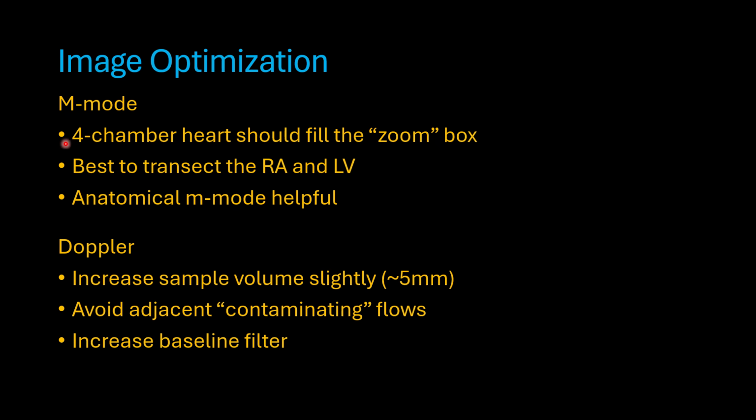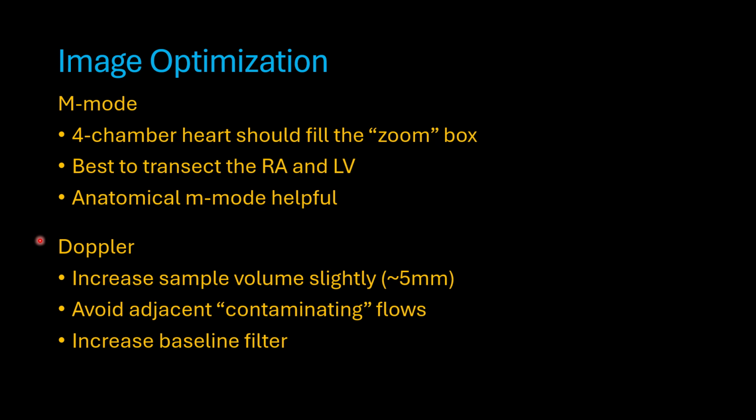It's best to transect the right atrium and the left ventricle. And so if you can get the heart in an angle where you can transect the right atrial free wall and the left ventricular free wall, this will give you the optimal M mode tracing in order to really accurately see those parts of the heart contracting. And then you can use anatomical M mode if you need to get that angle aligned where you can't get the fetus in a position where you can transect them without using anatomical M mode.